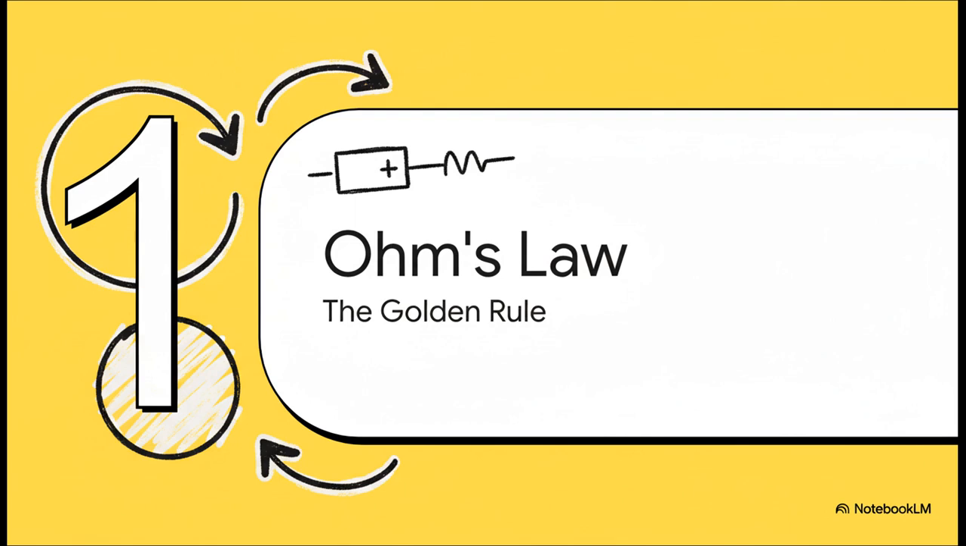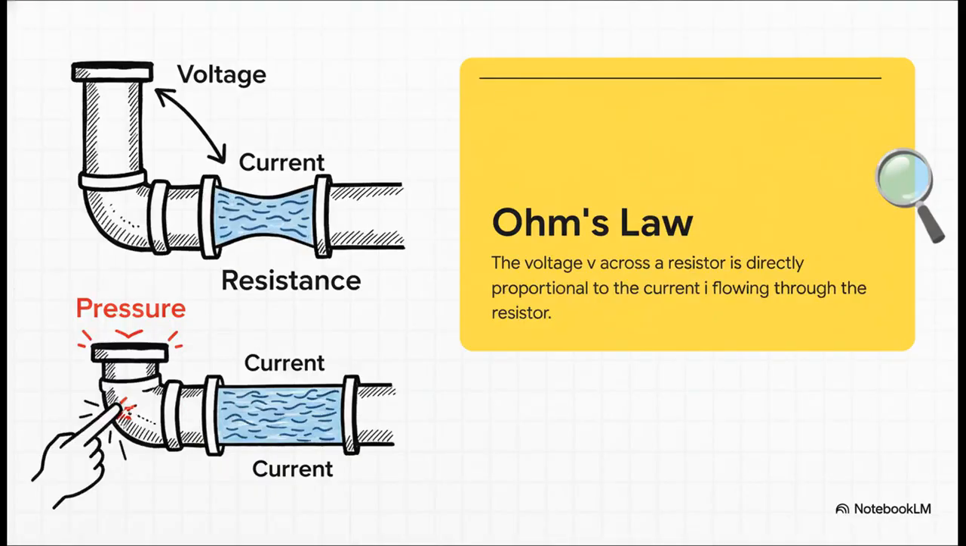Seriously, if you can get your head around this one concept, you are well on your way. Okay, that sounds a little academic, right? So what does it really mean? Let's break it down with an analogy I love, a simple water pipe. Think of voltage as the water pressure, you know, how hard the water is being pushed. Current is the actual flow of water, how much is moving through. And resistance? Well, resistance is just how narrow or wide that pipe is.